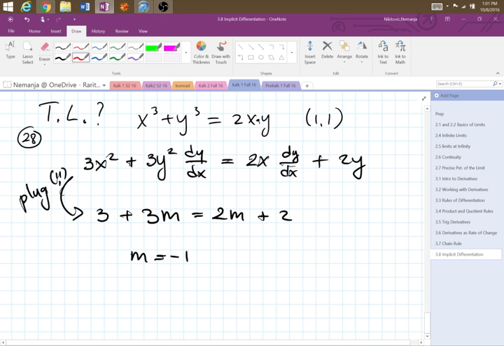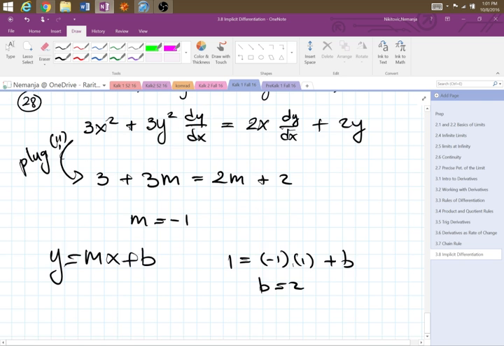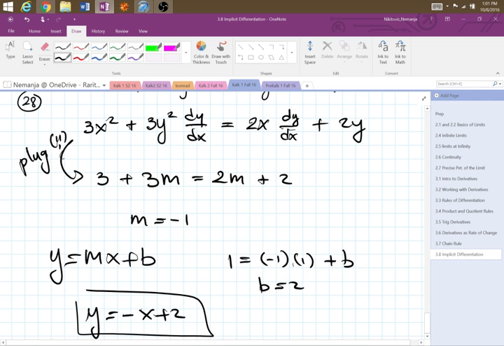And now we have the slope of negative 1, y equals mx plus b, which means 1 is equal to negative 1 times 1 plus b. b is 2. And the line is y equals negative x plus 2. Green?